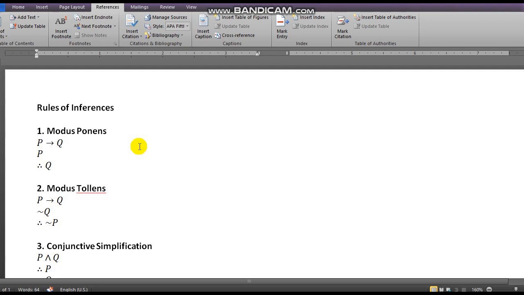Hey everyone, today we're going to discuss the rules of inference. These rules are also used whenever we prove statements. Unlike the rules of equivalence, where one statement is equivalent to another, a rule of inference means that if we have one or two statements, we can infer another true statement from the given statement or statements.